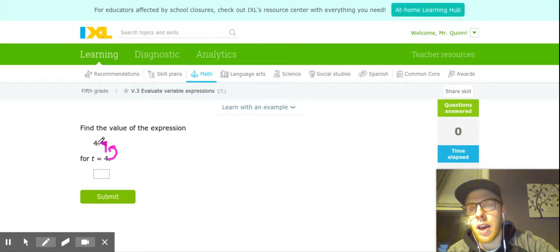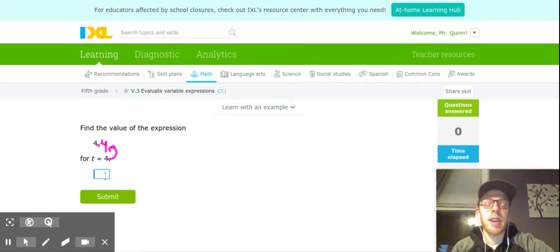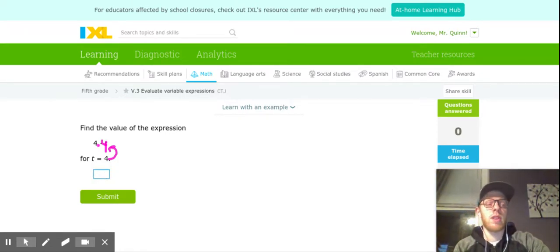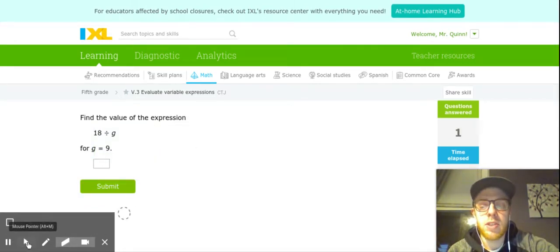So now I have the problem of 4 times 4. Pretty straightforward. If I know my math facts, I get 16. If I'm not sure, you can type it into the calculator on your phone, whatever you think is going to be the easiest, but I'm going to say that 16 is my answer, and I'm going to click submit. So that's the basic gist.